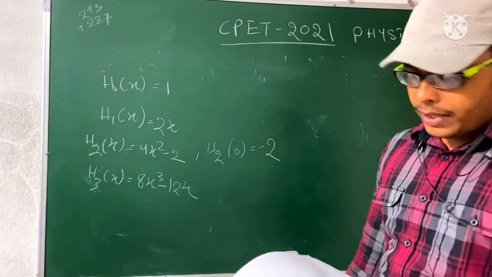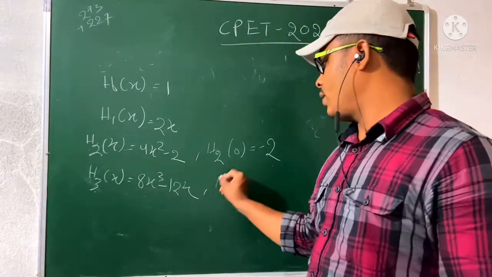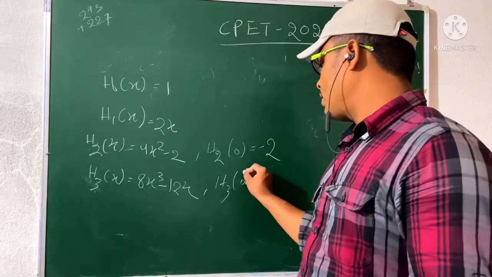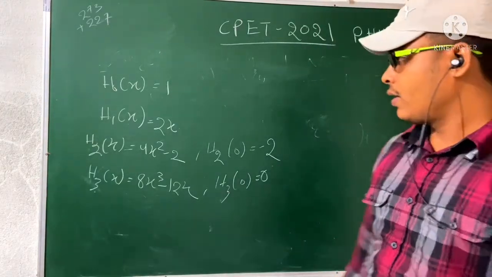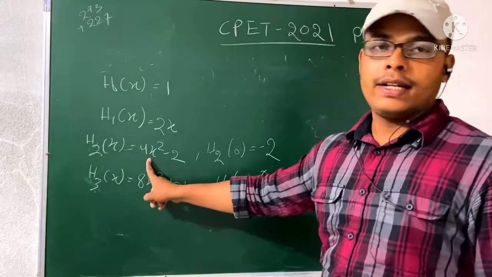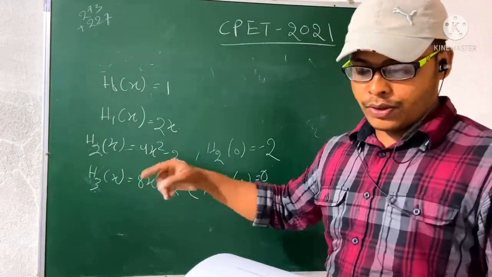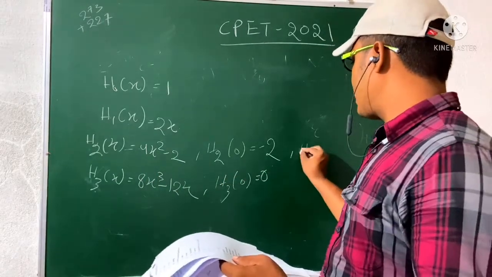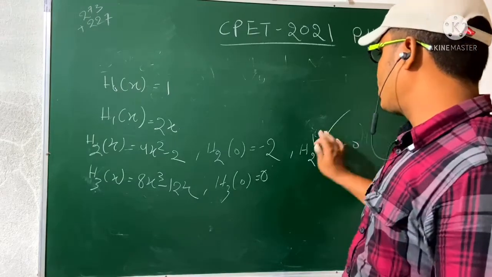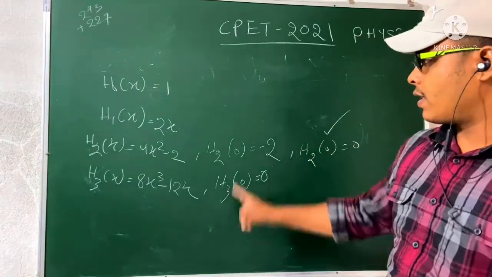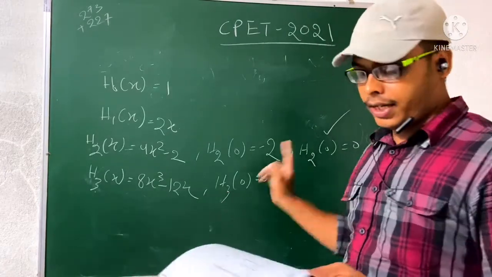Now H2n+1, you look at H3. Substitute 0 here, so H3(0) equals 0. So option 2 is correct. Now it's H'2n. Take this derivative, you will get 8x, right? When you substitute 0, that means H' at 0 is 0. So option 3 is also correct. Option 1 correct, option 2 correct, option 3 correct.